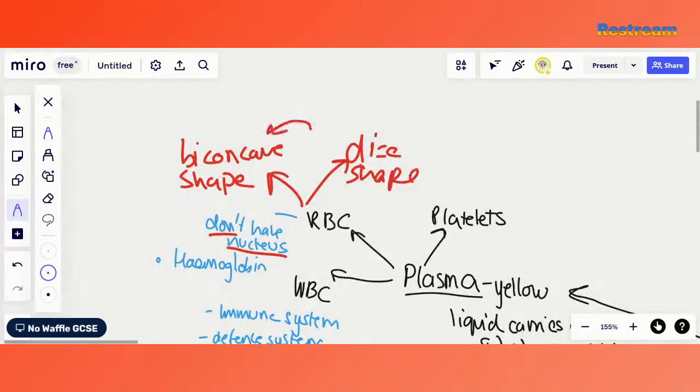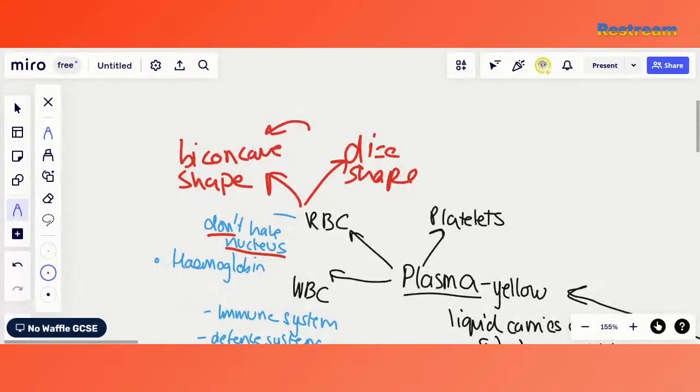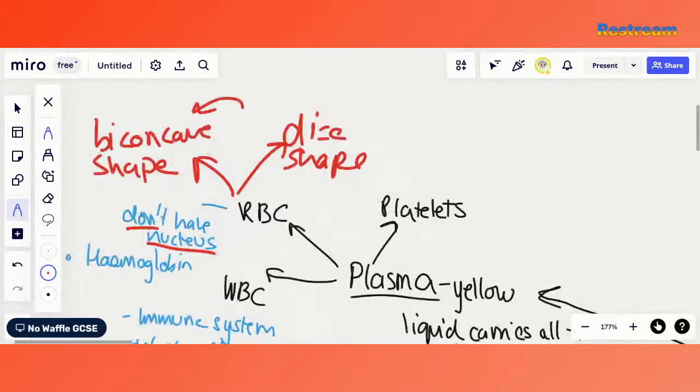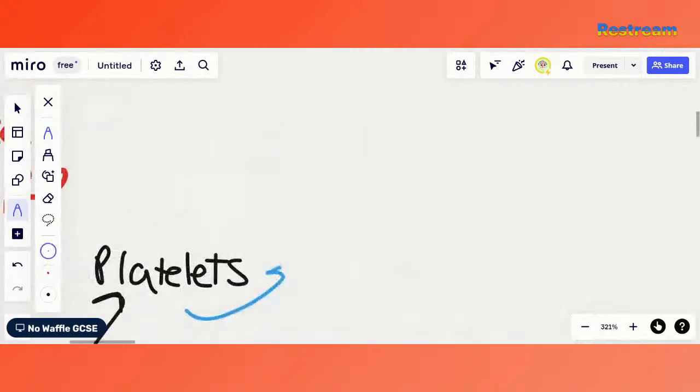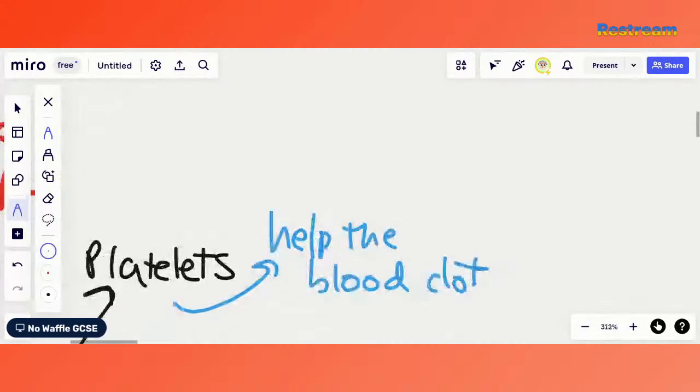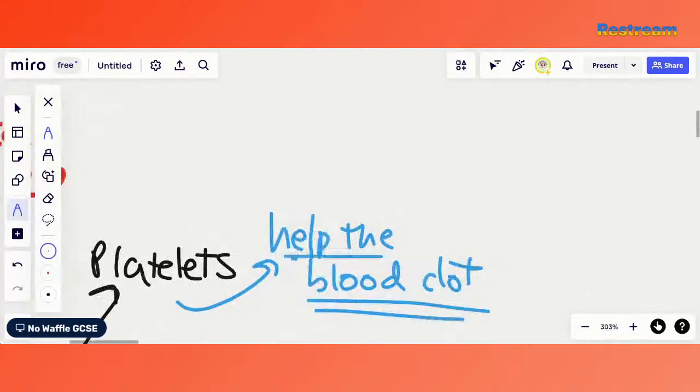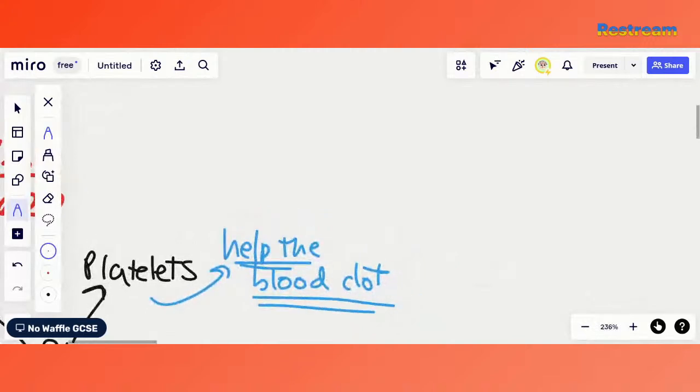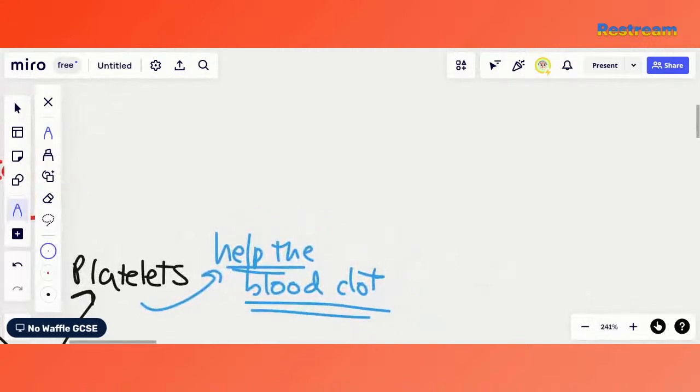And finally, now we're going to talk about platelets. So platelets are the things that help the blood clot. Platelets are very integral. We need them to happen. So what happens is, let's say a very small artery, or a very small capillary is cut.